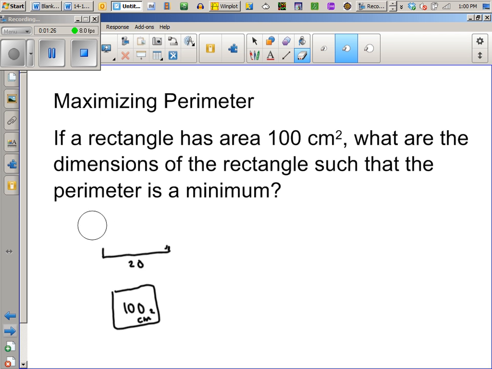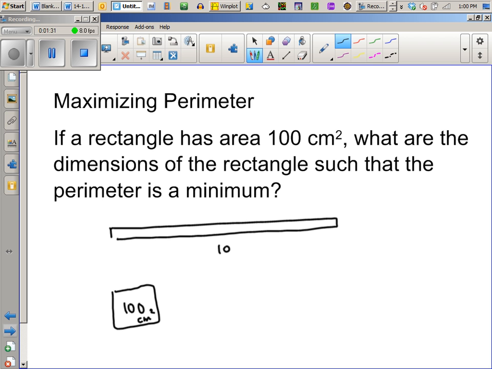But what if I drew it like this, and I drew a 100 by 1 rectangle? That has an area of 100 square centimeters. I think you'd realize, wow, my perimeter is 202 here, whereas down on this picture, the perimeter is only 40, see? 10, 10, 10, 10, but this one is 100, 100, 1, 1, that's 202. That's a lot of perimeter. So it seems like the square should have the least possible perimeter.